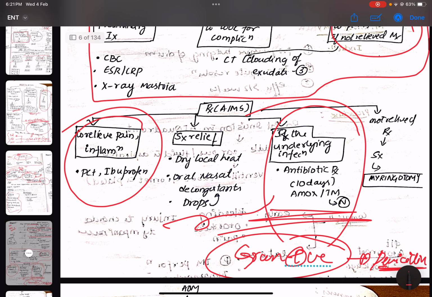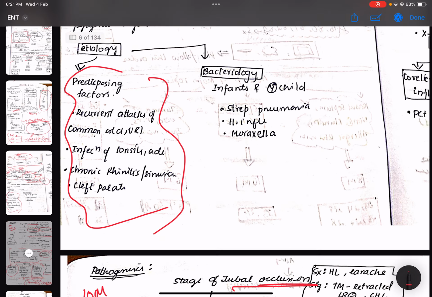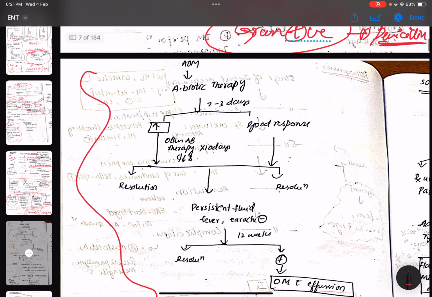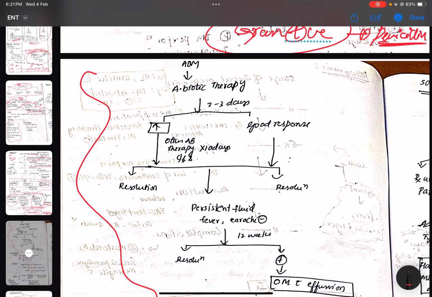And if this is not achieved, obviously you have to go for surgery, that is nothing but myringotomy. Okay, so this is how ASOM goes. This is what is given in Dhingra. First you start with antibiotic therapy, then you check for response. If it has a good response, again there is nothing. This is what is most common. But if it's increasing, then you have to continue the antibiotic based on culture and sensitivity.